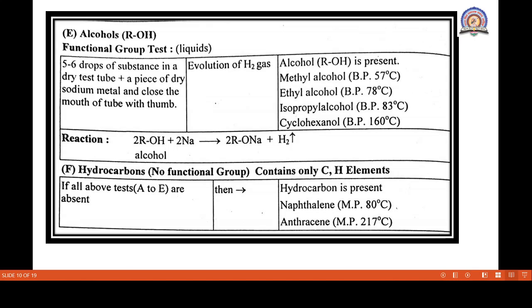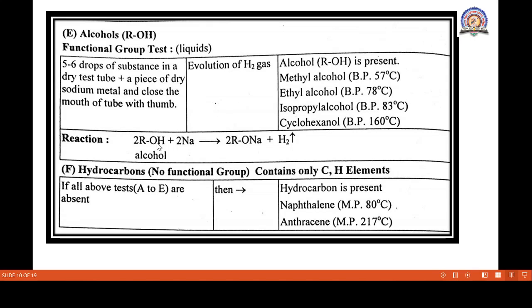Then alcohols. One functional group test for alcohol: we take the substance in a test tube, then add dry sodium metal, and close the mouth of the tube with the thumb. Evolution of H2 gas shows that alcohol is present. Again, by taking the boiling point, we conclude which type of alcohol is present.